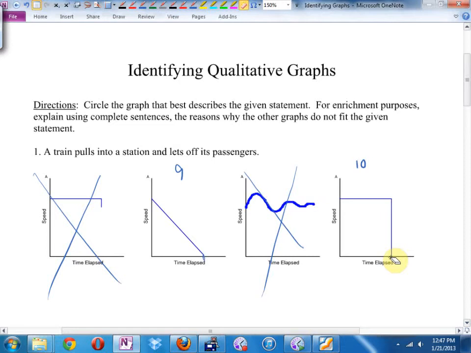That's hard on your body. We don't want to kill our passengers. I think the answer is graph number 2.